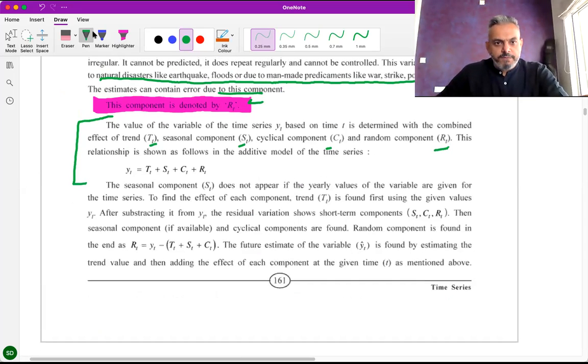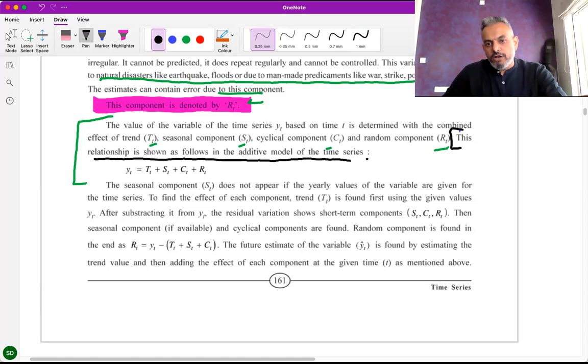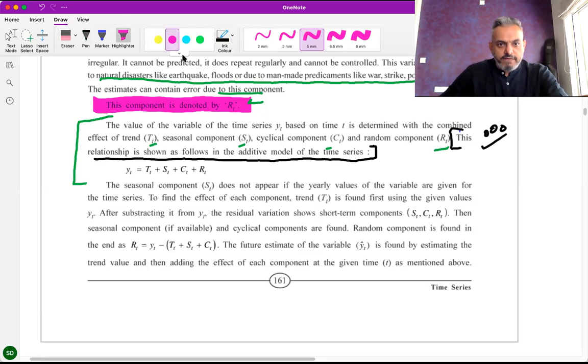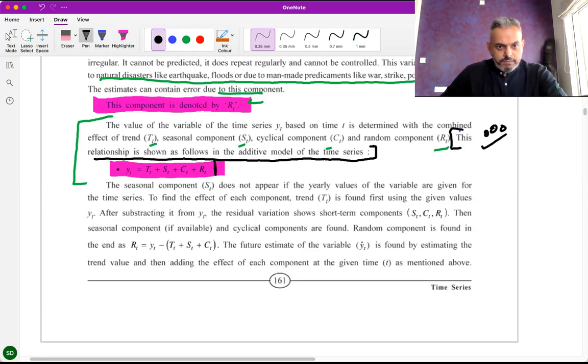Now, this relationship is shown as follows in the additive model of time series. An extremely important question can come in your exam, and this is the answer for it. You have to learn this. This is extremely important. Very, very important. Please mark it. Extremely high chances it can come in the exam.